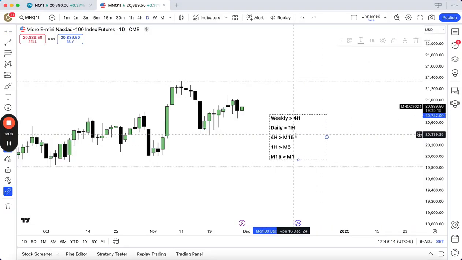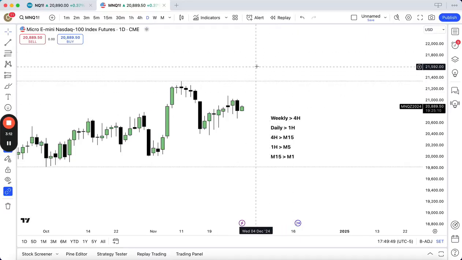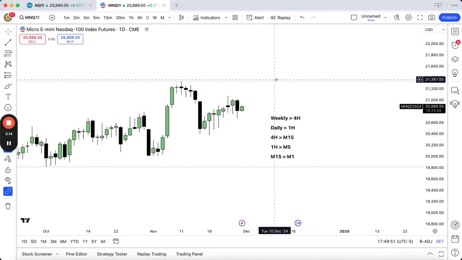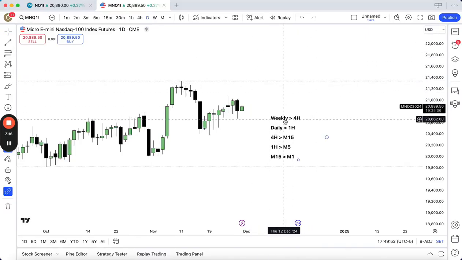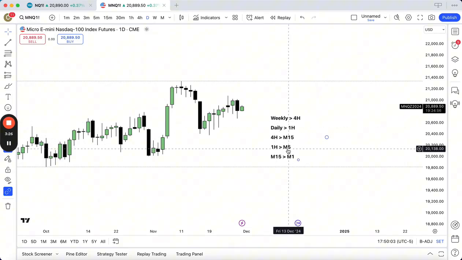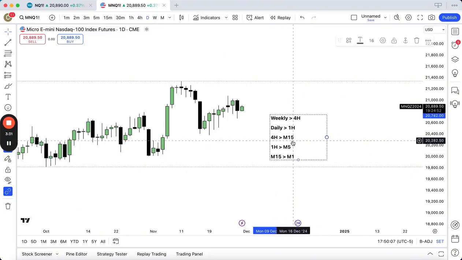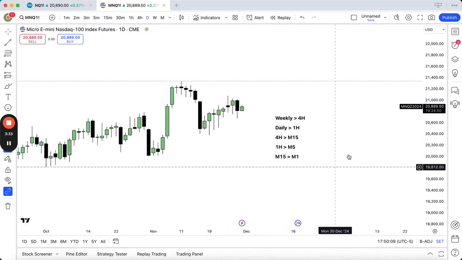My entry model relies on multiple time frames, so we are trading a lower time frame change in state of delivery out of a higher time frame PD array. For a weekly PD array, a 4-hour change in state of delivery. For a daily PD array, we're waiting for a 1-hour change in state. 4-hour PD array, 15-minute change in state. 1-hour PD array, 5-minute change in state. And then 15-minute PD array, 1-minute change in state. And that is the basis behind all of my entries.